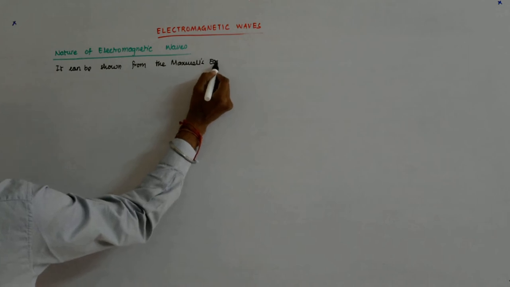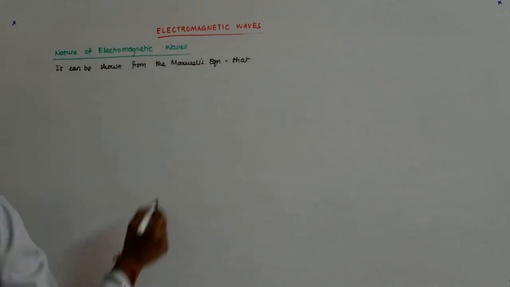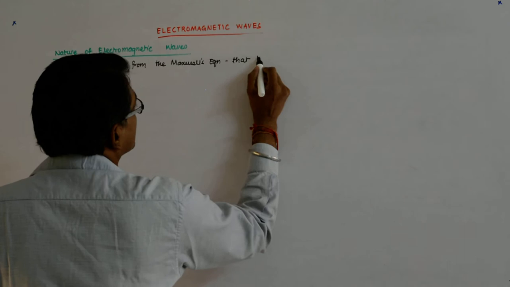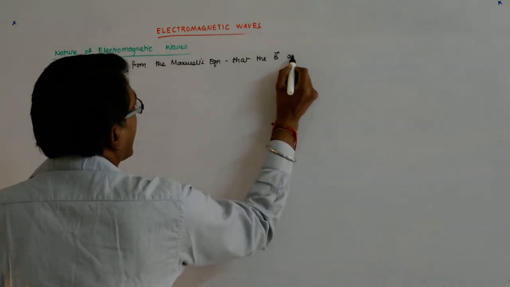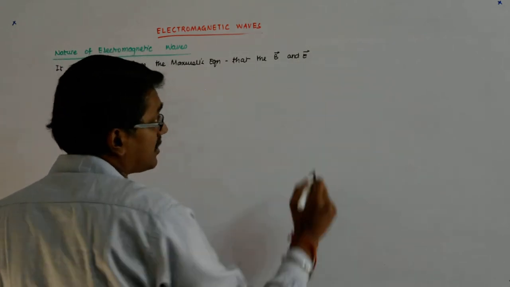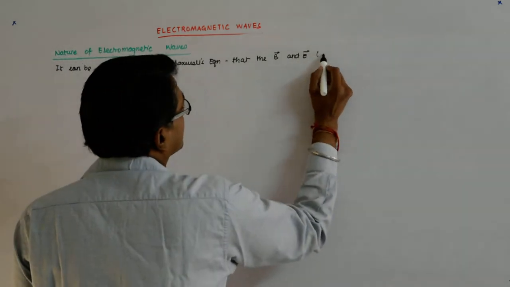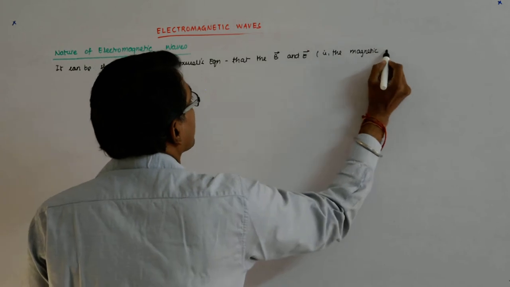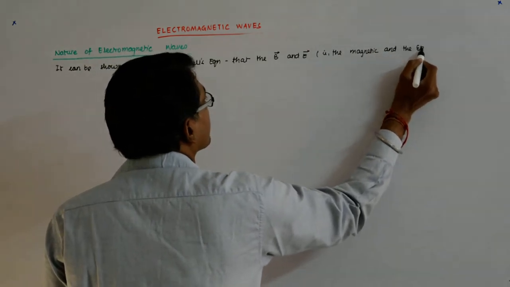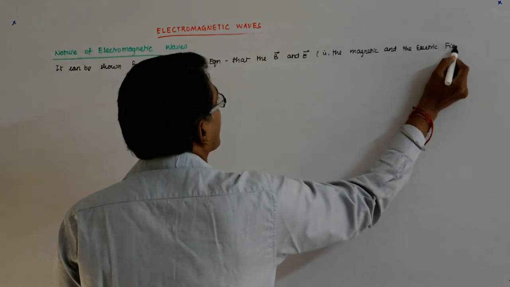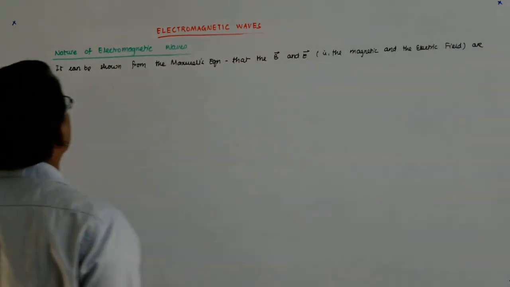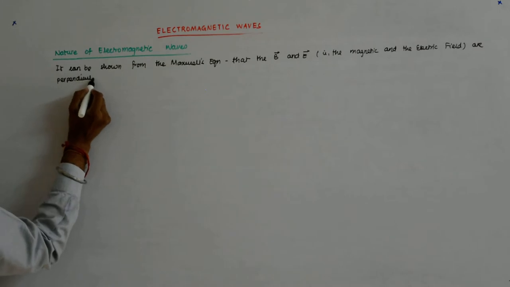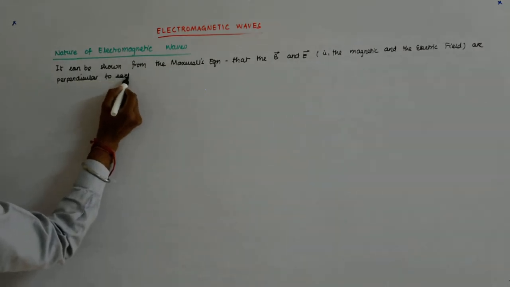That the B and E, that is the magnetic and the electric field, are perpendicular to each other, okay? Are perpendicular to each other.